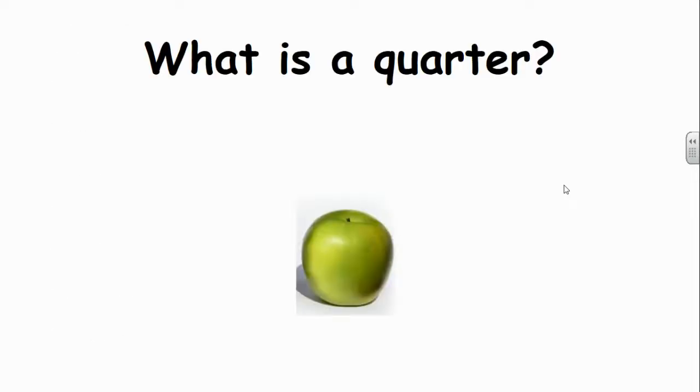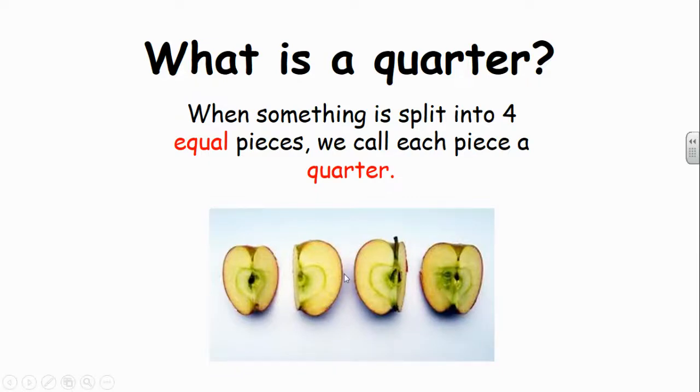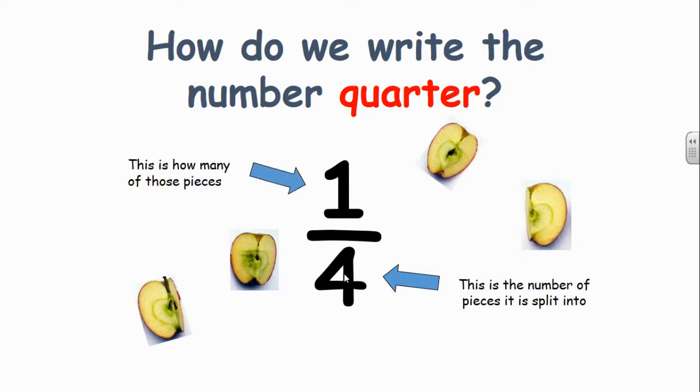Right, the first thing we need to do is go through the key vocabulary. So please repeat after me. Whole, part, equal, quarter, vertical, horizontal, diagonal. What is a quarter? When something is split into 4 equal pieces, we call each piece a quarter. So we've got one whole apple here. Let's see what the 4 equal pieces look like. This is what it looks like. How do we write the number quarter? It's 1/4. This is the number of pieces that it's split into. This is how many of those pieces there are.